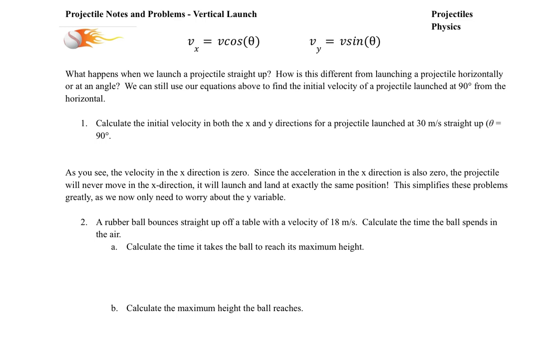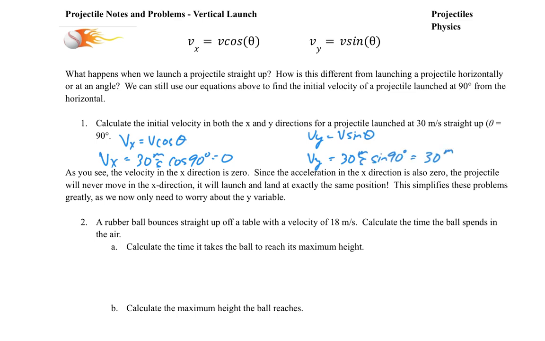If we want to calculate the initial velocity in both the x and y directions for a projectile launched at 30 meters per second straight up, that means theta is 90 degrees. So my velocity in the x direction is going to be v cosine theta, and my velocity in the y direction is going to be v times the sine of theta. But when you plug in 90 degrees for the cosine of theta, so if we took 30 meters per second times the cosine of 90 degrees, that is actually going to be 0. And when we plug in for vy, 30 meters per second times the sine of 90 degrees, the sine of 90 degrees is 1, so we're just going to get 30 meters per second.